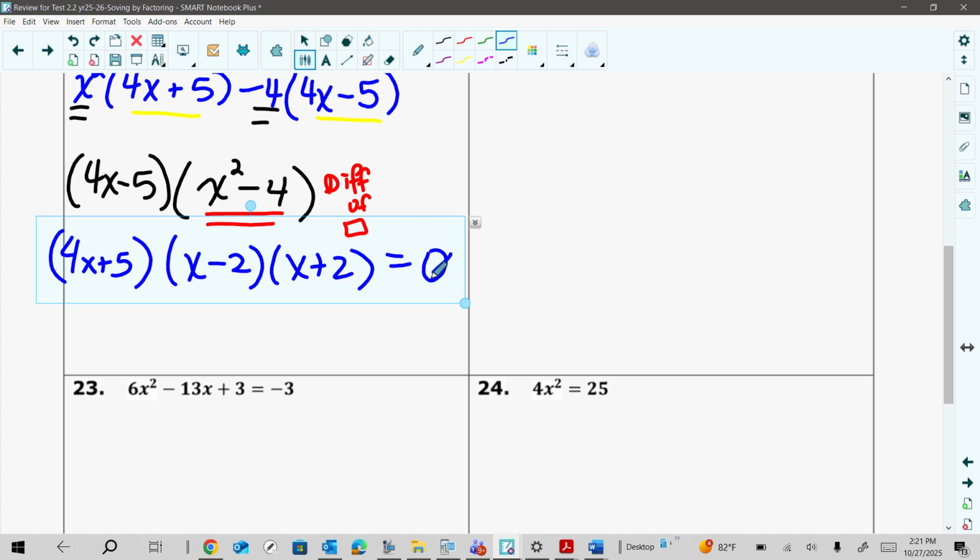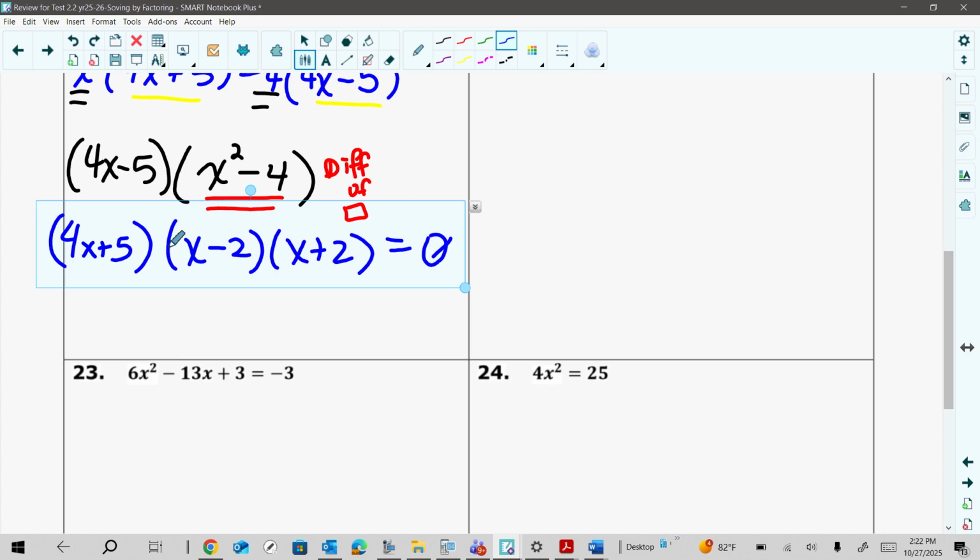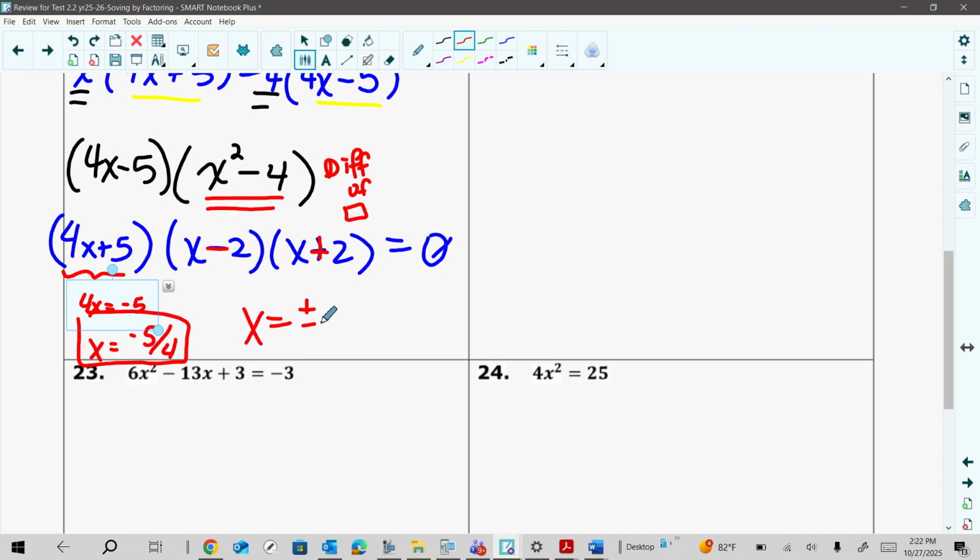Each one of these factors is going to equal 0 here. Well, when I'm solving this first binomial, I would have to subtract 5 on both sides. So I'm just doing this mentally. When I do that, that's going to give 4x equals -5 and divide by 4. So x equals -5 over 4. This is a fraction answer. And then here we got one's negative, one's positive. So x is actually plus or minus 2.